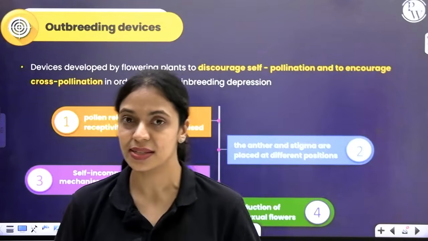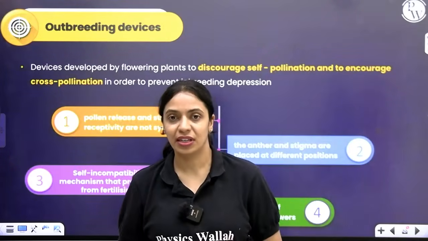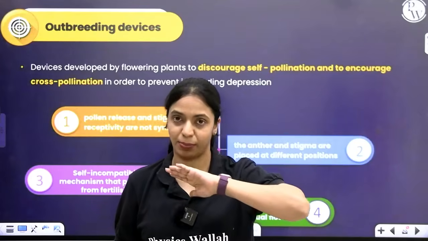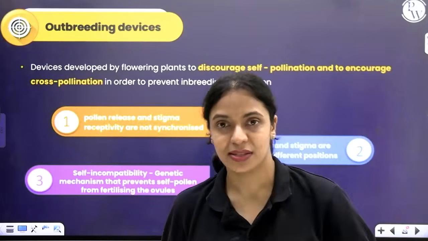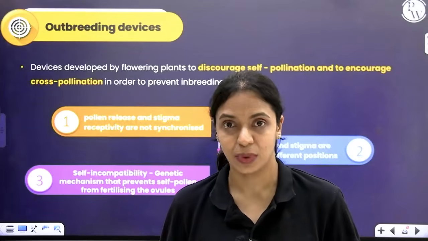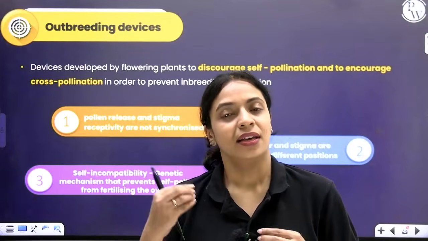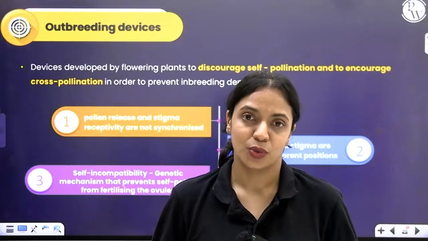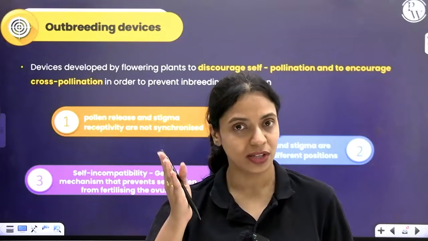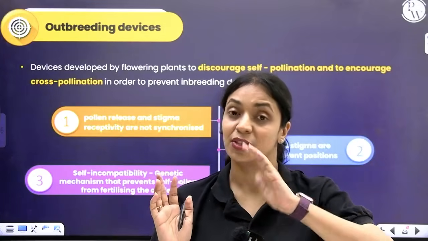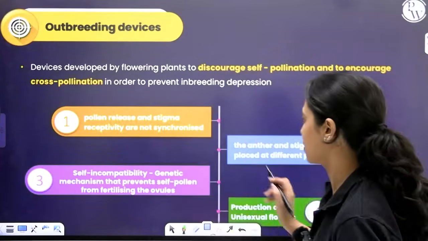The first one is that there is no synchrony between pollen release and stigma becoming receptive. When the pollen is released, the stigma is not receptive, or when the stigma is receptive, the pollen of the same flower is not yet released. When there is no synchrony, then even though the flower is bisexual, self-pollination cannot take place, because when the pollen is mature, the stigma is not receptive. If the stigma matures first, at that time the pollen grains are not yet released. So that is the first point.